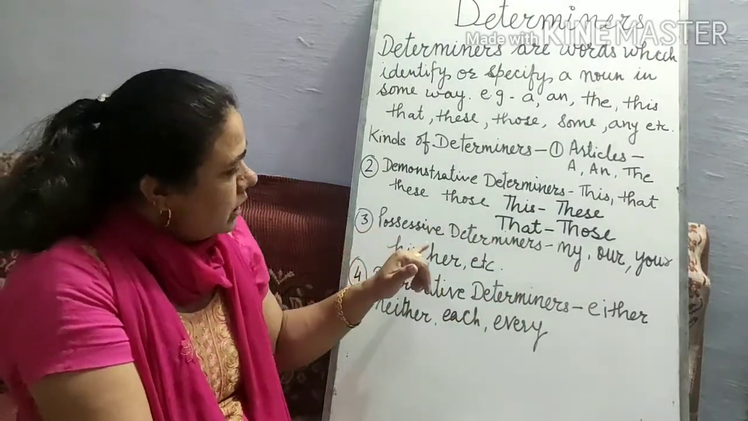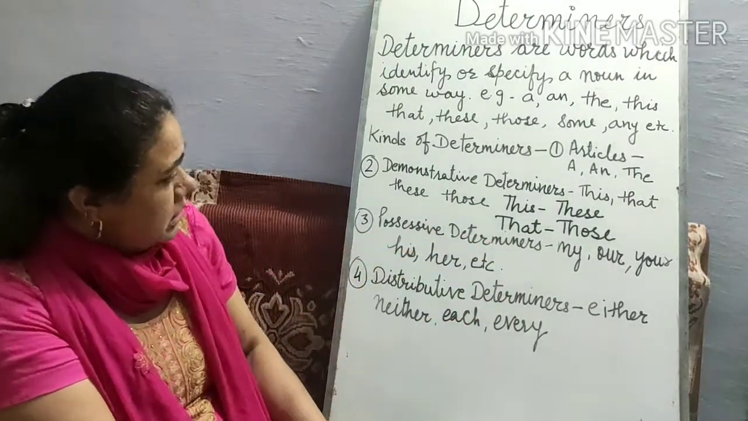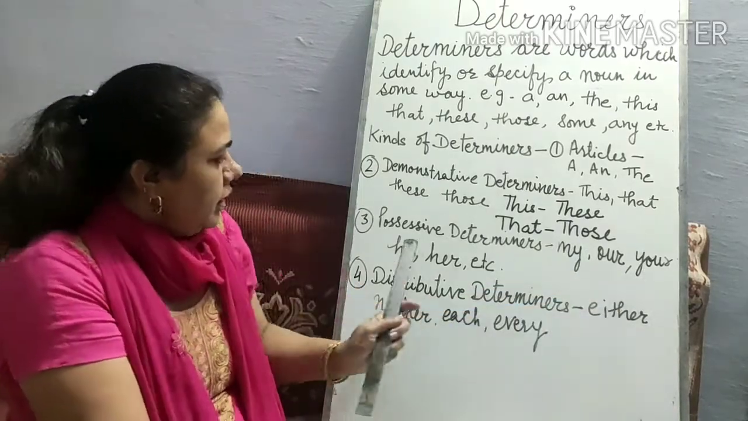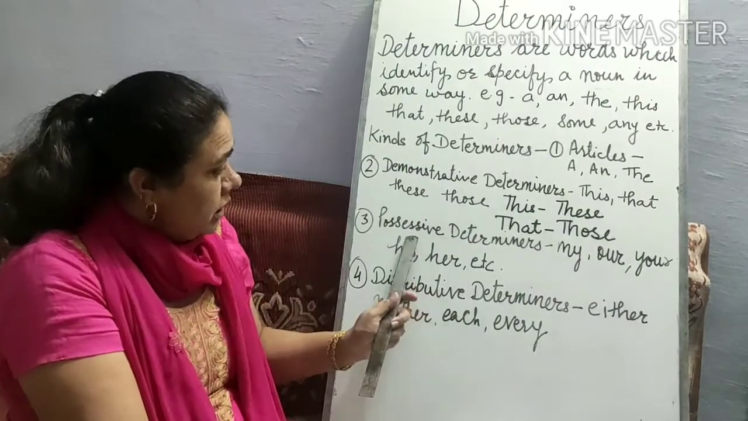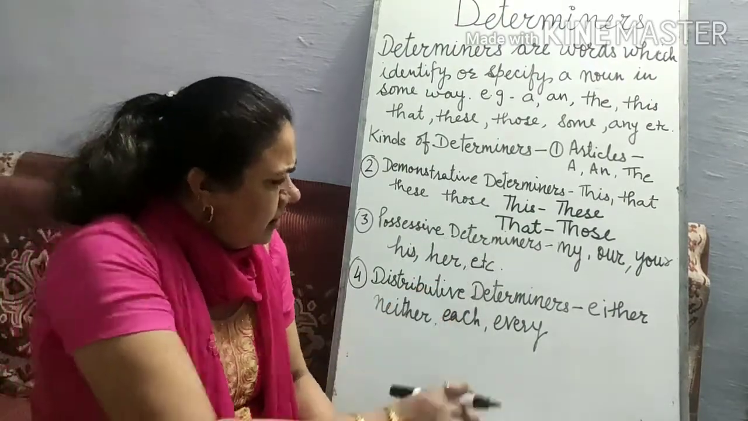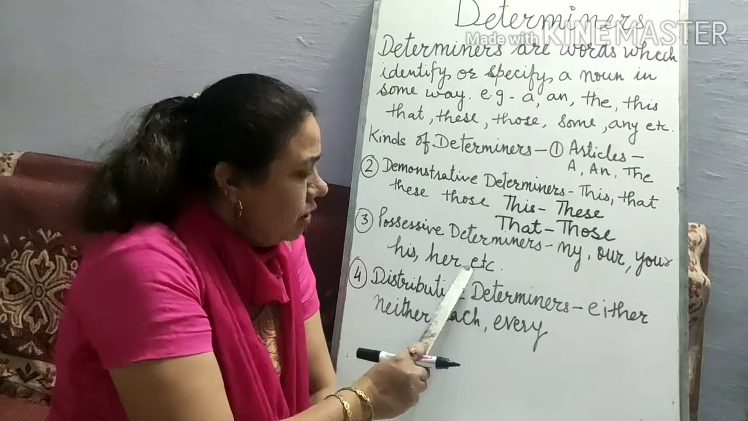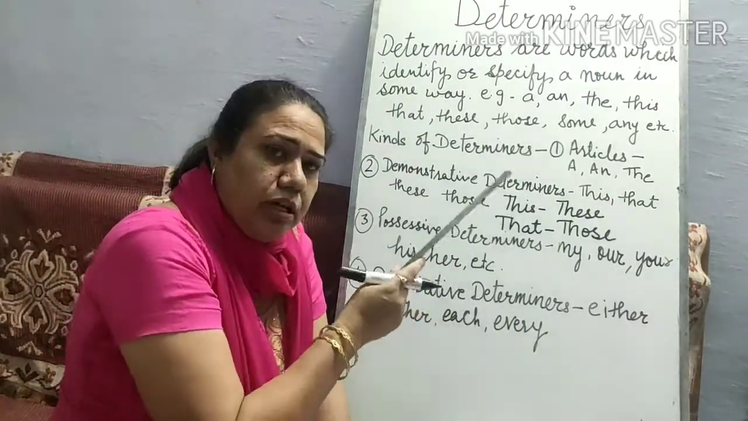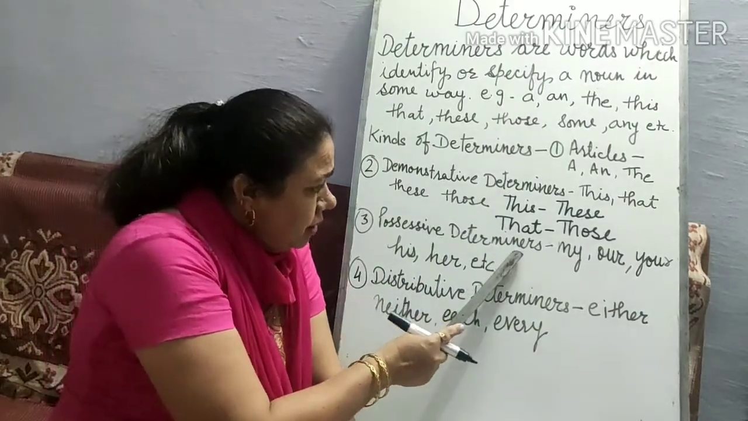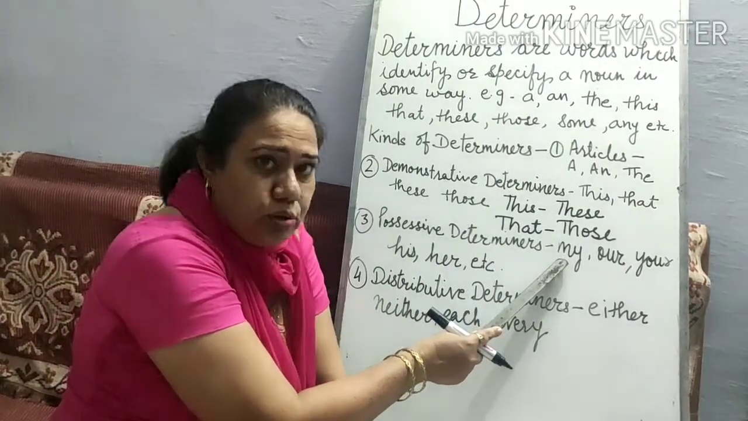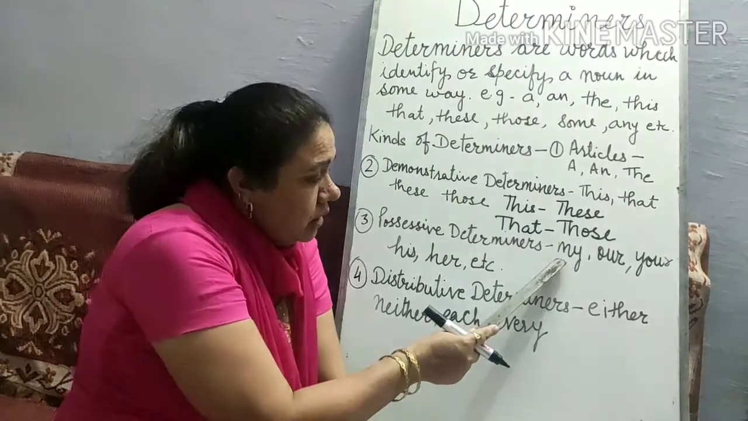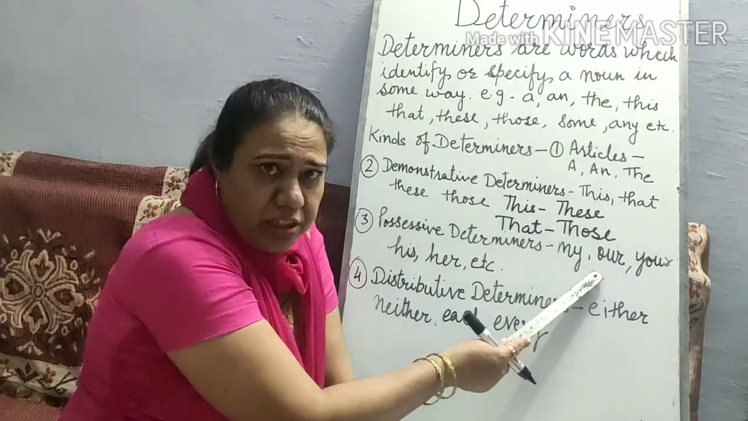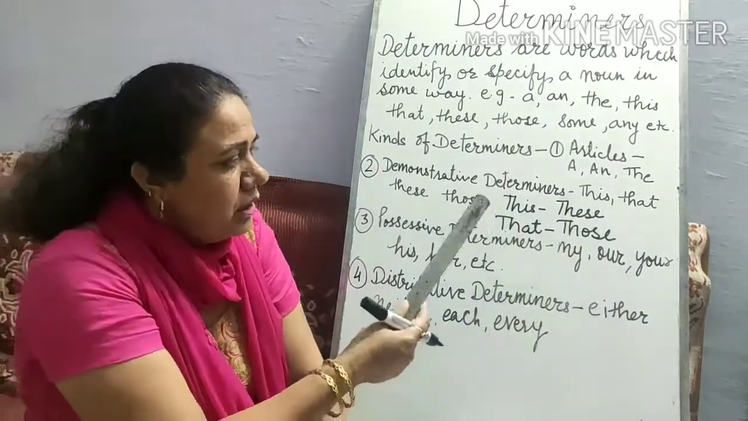Next we take the possessive determiners. In possessive determiners we take my, our, your, his, her, etc. These are also counted in possessive pronouns. They are the same words, counted both as pronouns and as possessive determiners. For example, this is my book. Our class monitor is very intelligent.